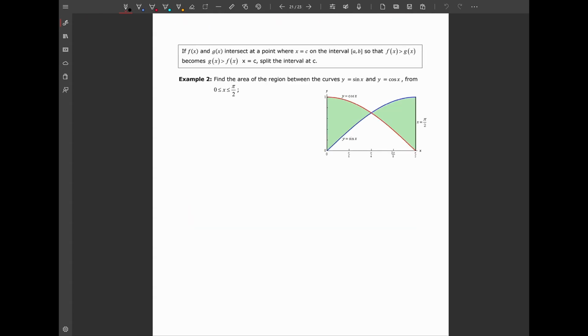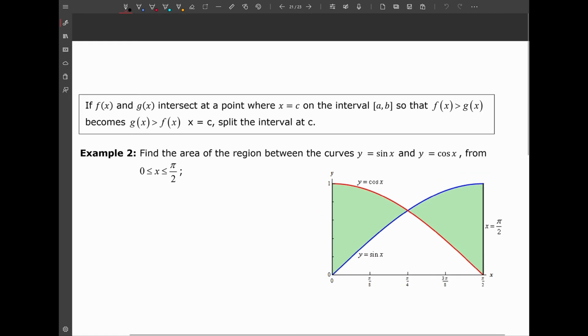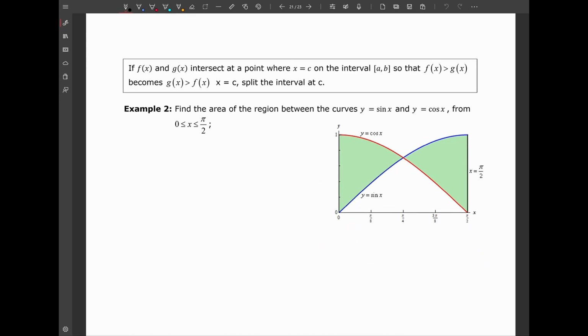Whew, so close. All right, what do we do in a situation like this, where they intersect each other over the domain you're looking at, where they actually switch positions, where the curve that was on top moves to the bottom and the curve that was on the bottom moves to the top? So if f and g intersect at some point, x equals c, on the interval of a b, so that f of x greater than g of x turns into g of x greater than f of x, it switches which one's on top, at the point x equals c, we just split the interval and do them separately.